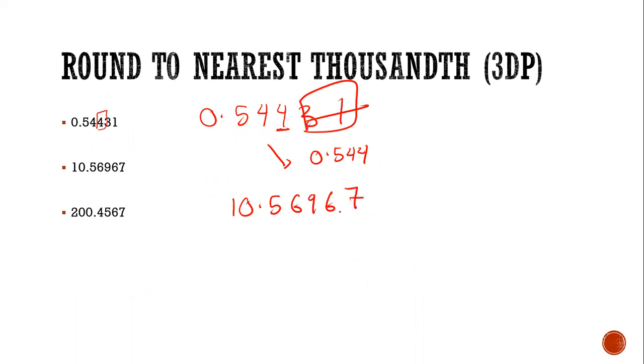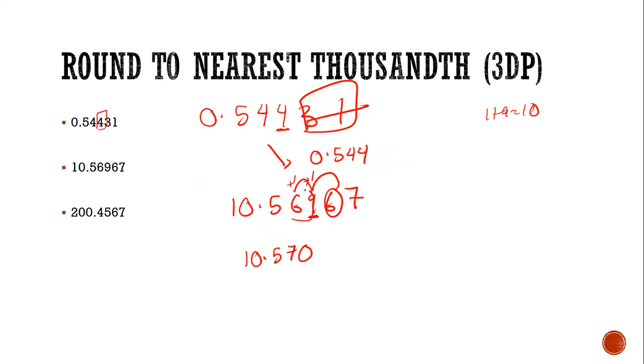10.56967. What is the third decimal place here? What number is in the third decimal place? 9. What's the number after 9? 6. Is 6 5 or more? Yes. So we round it up, plus 1. Now, interesting fact. Since this is a 9, normally if you add 1 to 9, it gives you 10. So because of that, we're going to add a 1 to the next number, which is 6, making it 7. So we have something like this, 10.570.